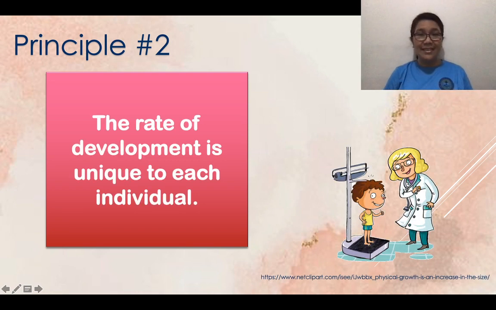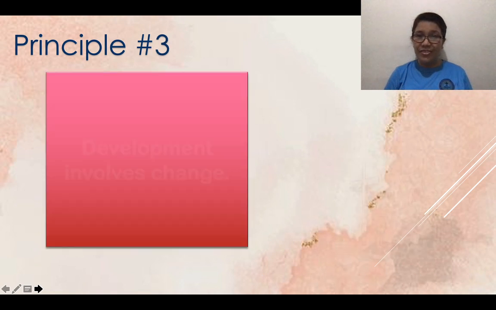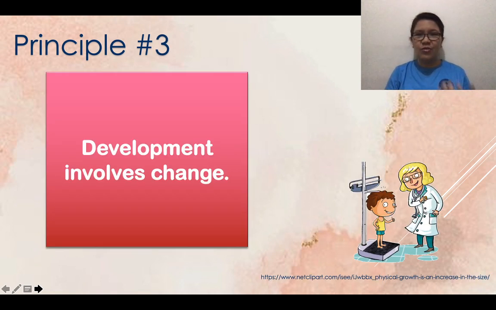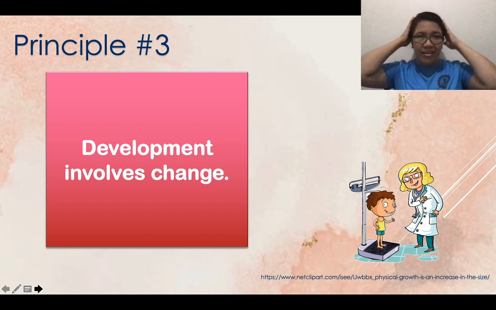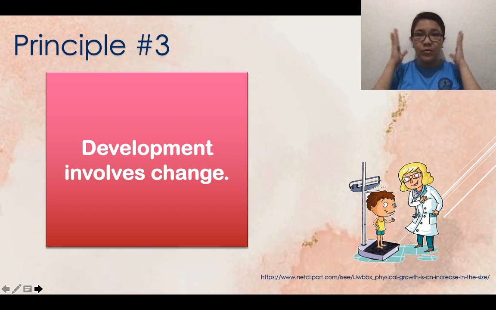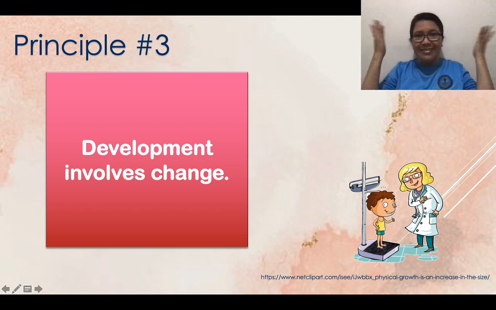The third principle is development involves change. Remember, the only permanent thing in life is change. There's always change. So, as stated earlier, children undergo physical, emotional, and mental changes. So, physical, from he grows taller or he grows wider. The hair, some babies were born with no hair, but then as they grow, it also grows.